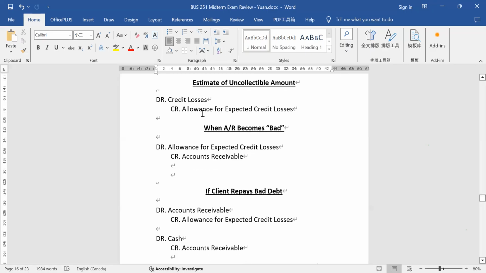And when you do the journal entry, you always start with something that you are familiar with. So I recommend you in the exam, you start with this first, and then you do the AFDA account.